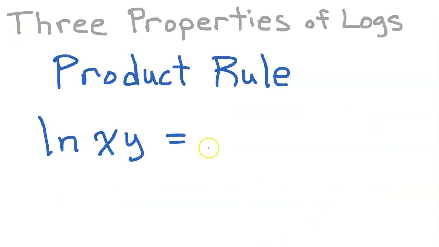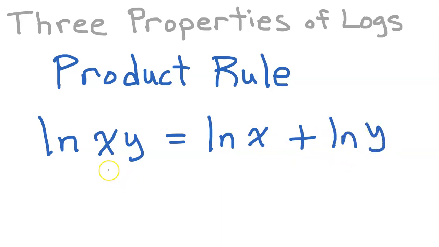But this is a two-way street. If I give you the log of a product, this can be expanded into the sum of two logs. In this case, the log of x plus the log of y. So going from the log of a product to the sum of two separate logs, this is considered expanding.